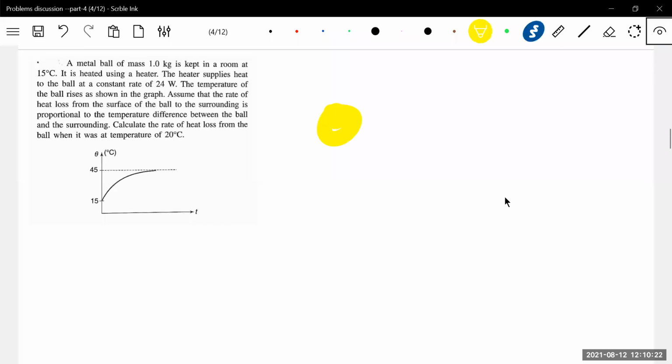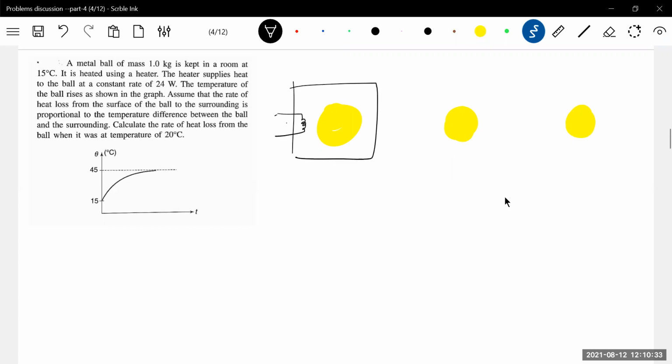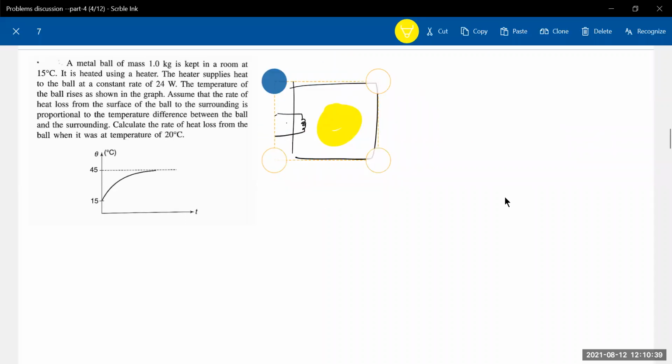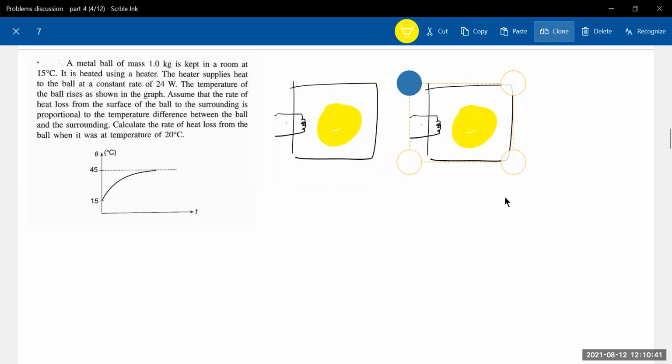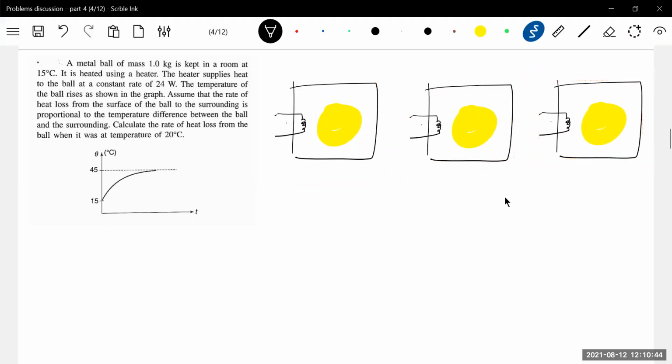We have a ball. Just for our understanding purpose, no need of diagram. There's a ball of mass m. Worst case, take the diagram. The room is at 15 degrees Celsius, so the ball will also be at 15 degrees Celsius initially, because the ball is kept in the room.